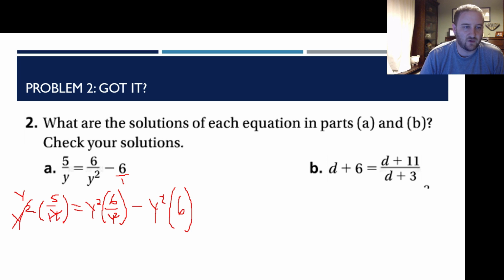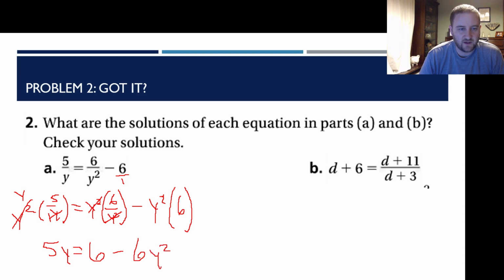All right, so here, y squared over y, one of these y's on top is going to cancel, so it's going to be y over 1. So this is going to be 5y equals, here my y squareds cancel out, so it's going to be 6 minus y squared times 6, which is 6y squared. I'm going to put this in standard form first. So what I want is a positive y squared value. Okay, so I'm going to actually add 6 to both sides, so it's going to be 6y squared plus 5y, and then I'll subtract 6 equals 0.